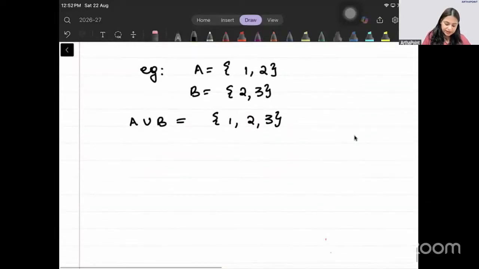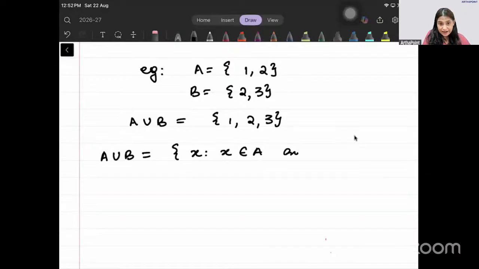Right? So we can write this like this, that A union B means X such that X belongs to A, or, in English we will write, X belongs to B. So whatever elements belong to A, whatever elements belong to B, we need to include all those elements, right? Whether they are in A, whether they are in B, whether they are in both. You have to include all elements. So this is only in A, I have included. This is in both, I have included. This is only in B, I have included.